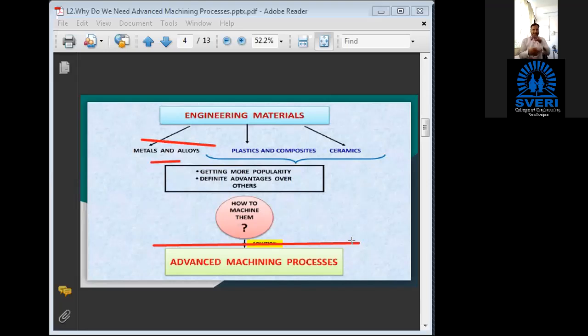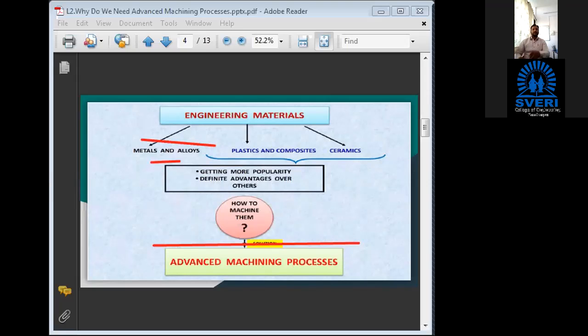Now I think you are getting the point of how the need for advanced machining processes arose and how they were invented. Getting it or not? Just say yes or no in the chat box.